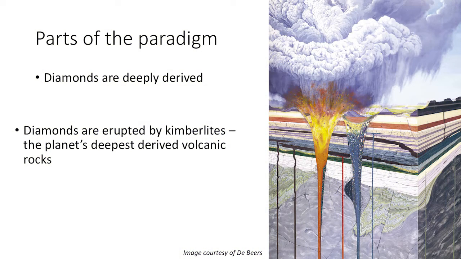The other part of the paradigm is that diamonds are very deeply derived. Most of us know that diamonds are erupted by this strange rock called Kimberlite. Here's an artist's impression of a Kimberlite. Nobody's actually observed a Kimberlite erupt, unlike any other volcanoes on Earth. And Kimberlites really are our planet's deepest derived volcanic rock.